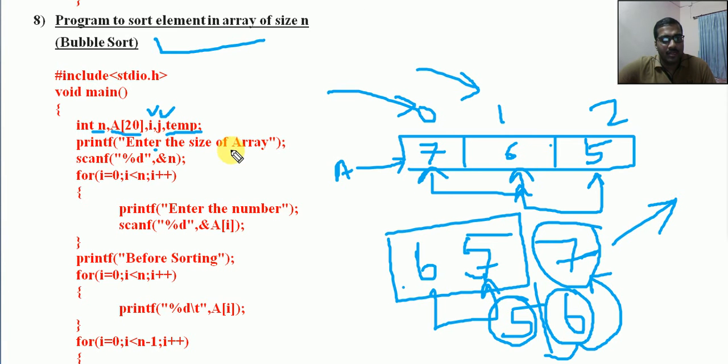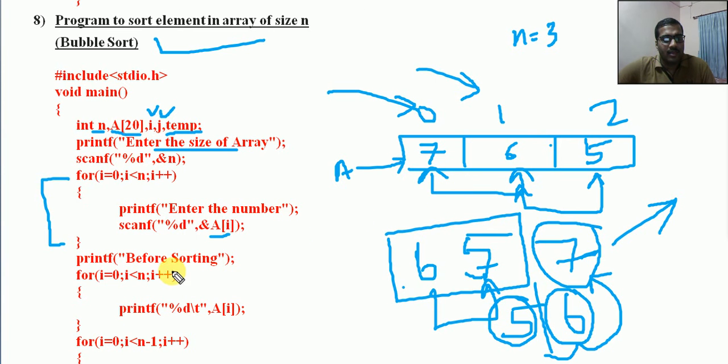Okay, so enter the size of the array, then scan that. That means read the size, n is equal to 3 here. Now read a number of elements, 0 to n minus 1. 3 elements will be scanned and given into the array.